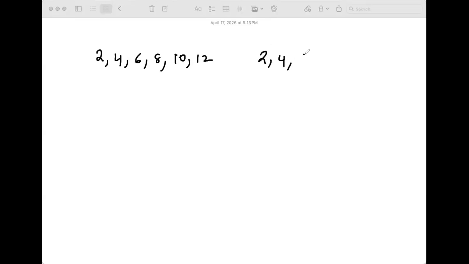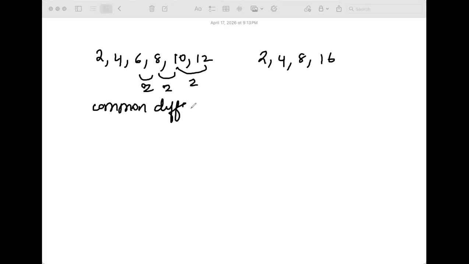But see, here 2, 4, 6, 8, 10, 12. What is this and what is this? 2, 4, 8, 16. When you look at this from the back, 12 minus 10, 2. 10 minus 8, 2. 8 minus 6, 2. So there is a common difference. Here this is the first term, second term, third term, fourth term, fifth term, sixth term.